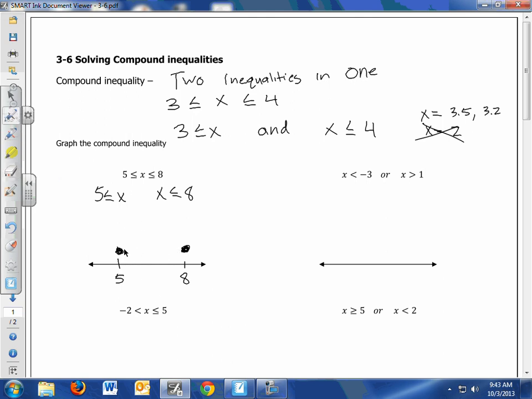Right? Doesn't that make sense, though, Miss Sudi? The line shows all of our possible solutions. What are our possible solutions for x in this statement? Give me one. Something between 5 and 8. 6, 7, 5.1, 7.9. These are all the points between 5 and 8.